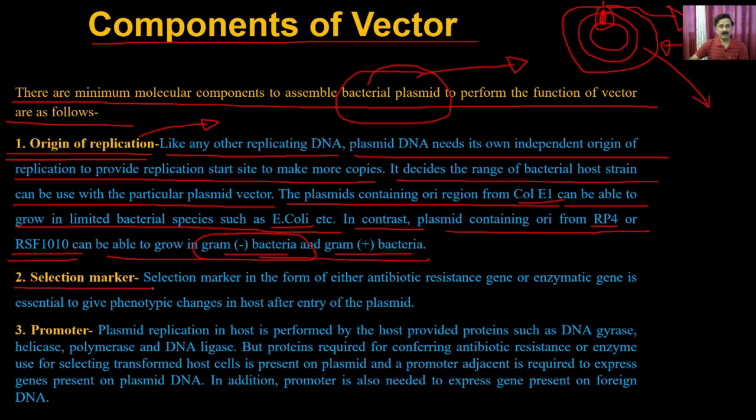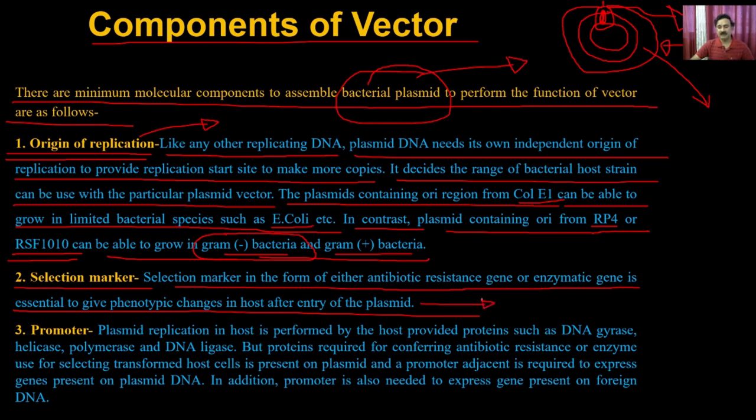Then you require the selection markers. The selection marker, in the form of either an antibiotic resistance gene or an enzymatic gene, is essential to produce a phenotypic change in the host after the entry of the plasmid. I think we discussed this. If you have the selection marker, you can use it as a criterion to choose the non-transfected versus the transfected cells. For example, if I put ampicillin, this one is not going to grow and this one is going to grow. So the colony you get is going to have this particular DNA. You can have an enzyme also.